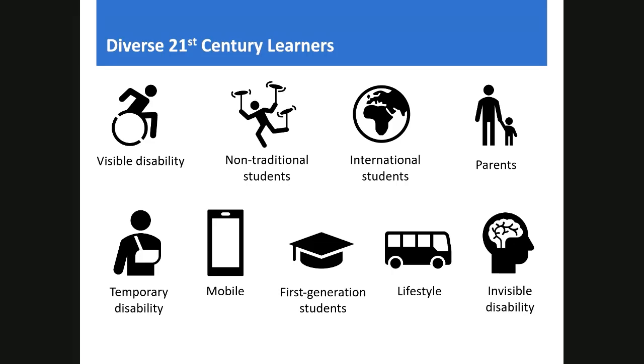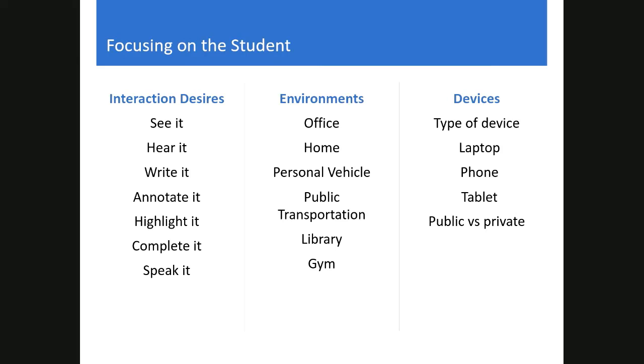Some of the ways that we see these differences play out in the learning environment really are through interaction desires, the actual learning environment itself, and devices. When we talk about interaction desires, some students' needs play out in how they prefer to engage with courses and content. Does a student want the ability to listen along to content, or do they need to see it so that they can highlight or annotate that content? A lot of students report liking the options to do both, to be multimodal.